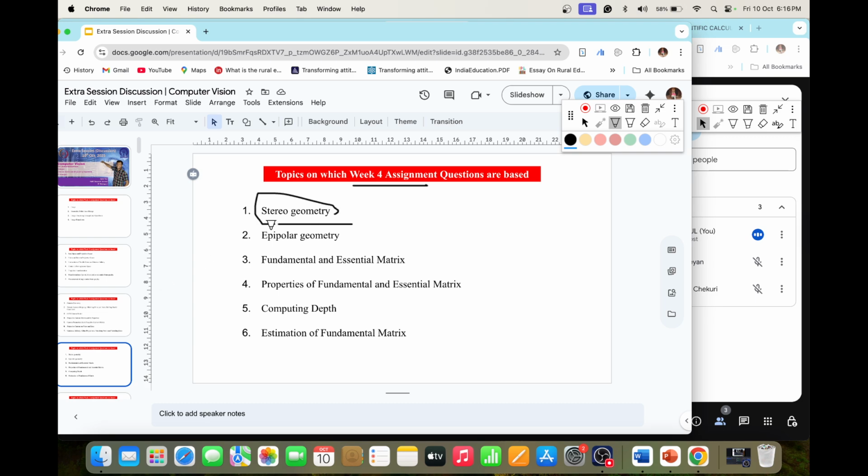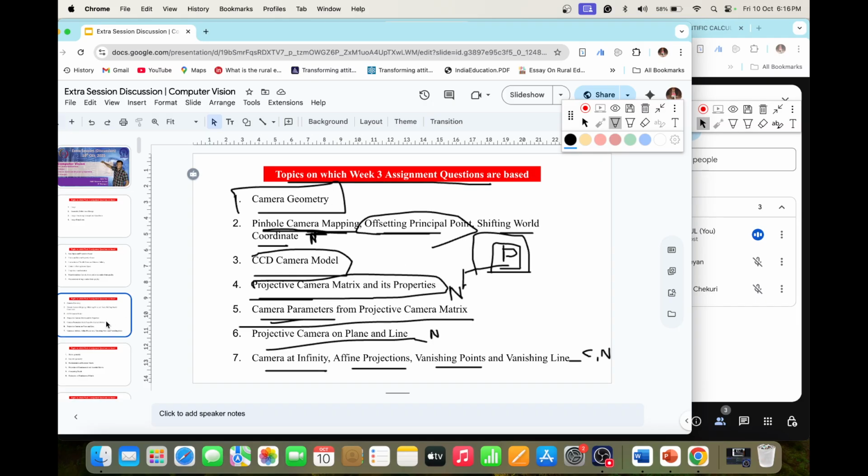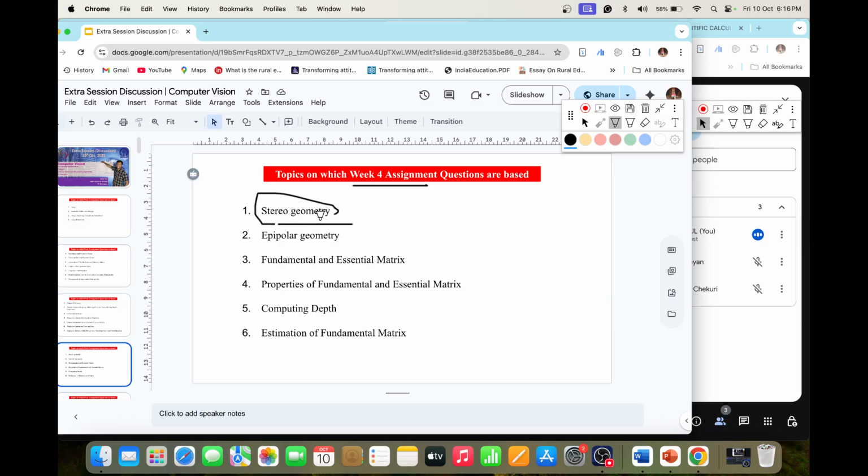So you can say week 4 is actually the complicated version of your week 3. Okay, so that is stereo geometry. In stereo geometry we have something called epipolar geometry. Each camera will have these epipolar points, and the total thing is known as epipolar geometry. So again, look into this, and then we have these 2 types of matrix: one is the fundamental matrix and the second is the essential matrix.